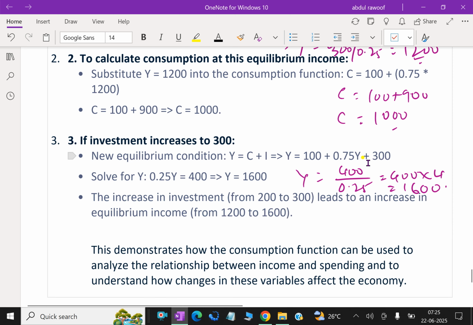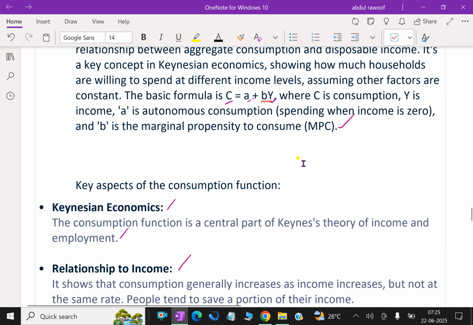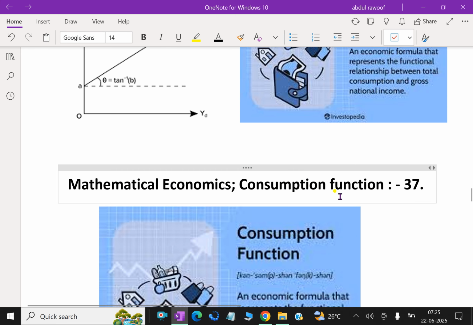So far we discussed what the consumption function is, and we did some problem solving.